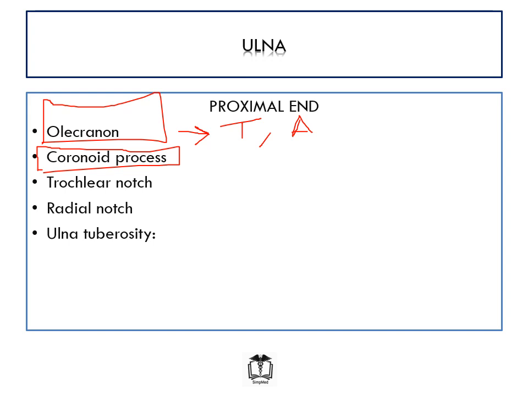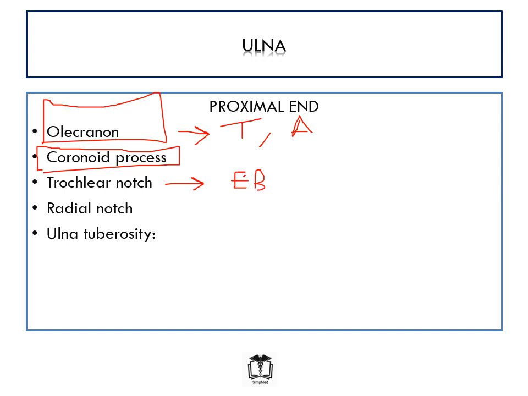Then we have the trochlear notch. The trochlear notch is a very big depression found on the proximal end of the ulna superiorly. It tends to be the site of articulation of the elbow joint. Remember that the ulna would articulate with the trochlea of the humerus to form the elbow joint. So the trochlea of the humerus articulates with the trochlear notch of the ulna to form the elbow joint. So please do note, the trochlear notch is involved in the formation of the elbow joint.